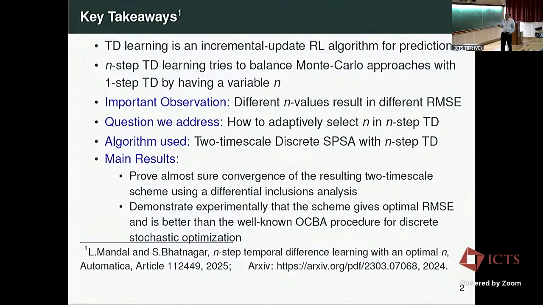So the question that we address here is how do we adaptively select N in an n-step TD algorithm? The algorithm we use is a bit complicated, but it is a discrete version of what we call simultaneous perturbation stochastic approximation with an n-step TD update in between. The main results that we have: we prove almost sure convergence. The resulting scheme is a two-time-scale stochastic approximation, and we need to use some sort of differential inclusions-based analysis. And we show that it experimentally does better than the OCBA procedure, which stands for optimal computing budget allocation. This is a well-known discrete optimization procedure.